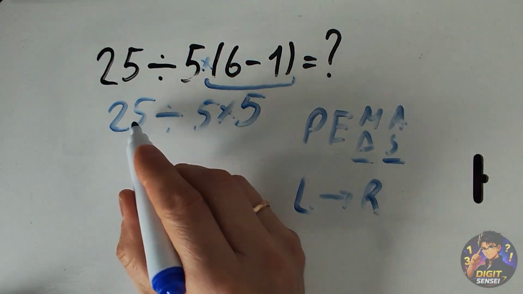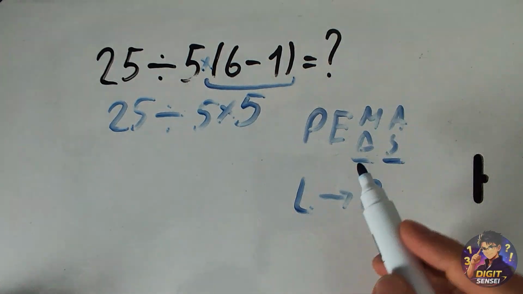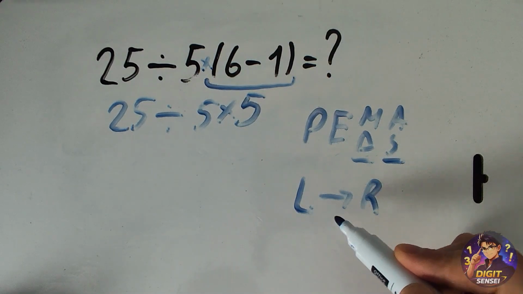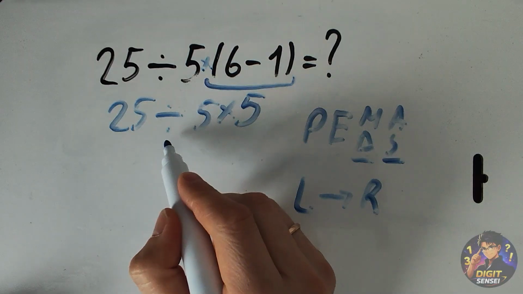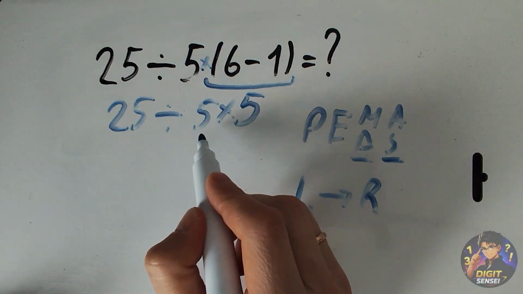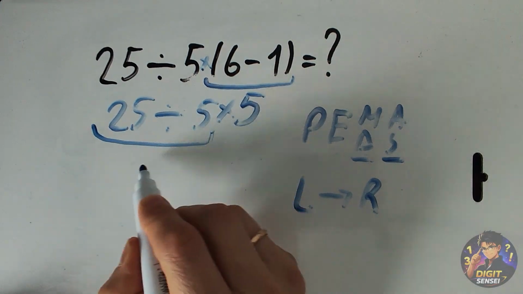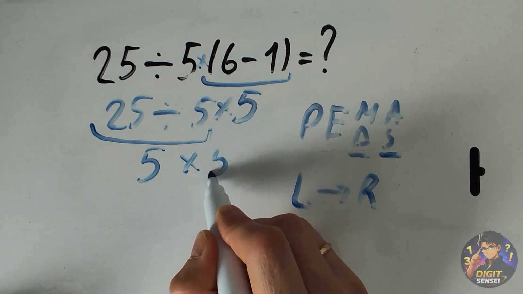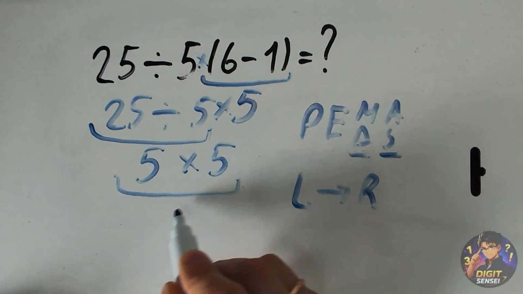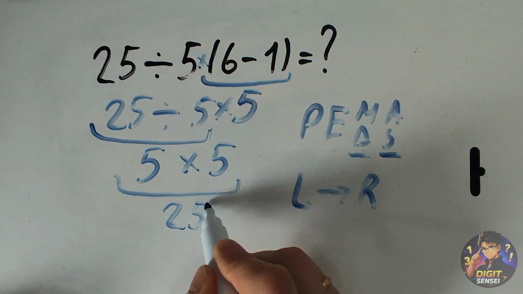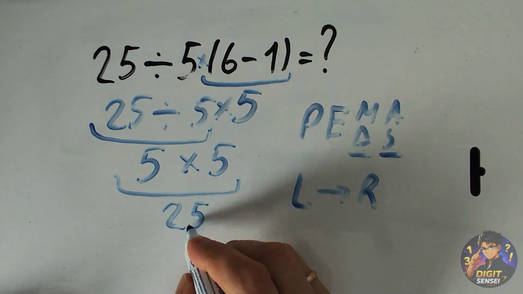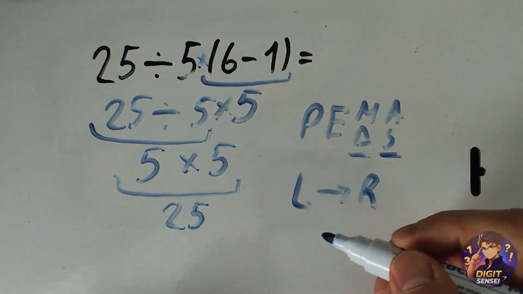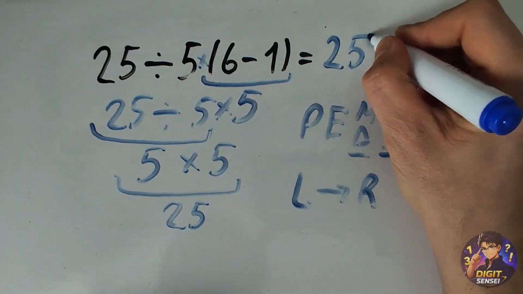Now we have one division and one multiplication. As I said, multiplication and division have equal priority and we have to go from left to right. So here first we have to do this division. 25 divided by 5 gives us 5. So 5 times 5, which equals 25. And this is our final answer to this problem. The correct answer is 25.